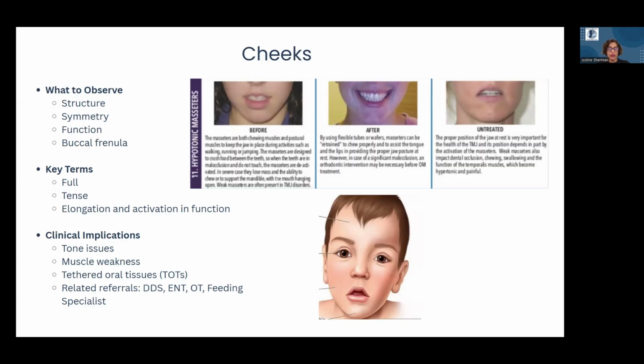I'm also looking closely at the buccal frenula, particularly when feeding or speech concerns don't fully align with other findings. So that's inside, and that is like a lip tie or a tongue tie, but it's with the cheeks. So I observe frenulum location, thickness, whether cheek movements appear restricted, and whether tissue tension increases with activation.